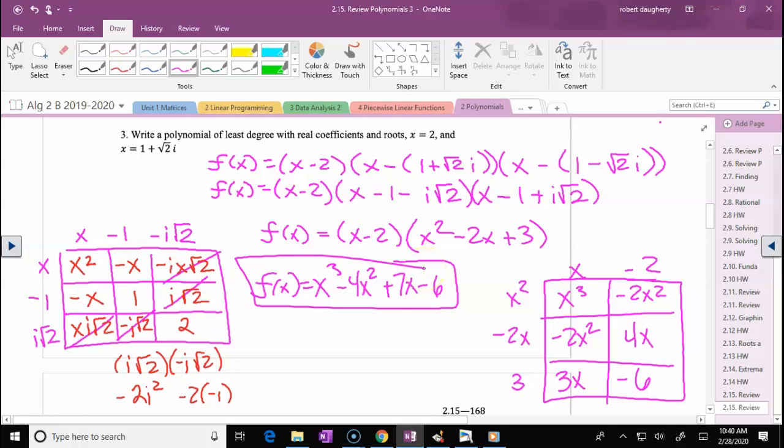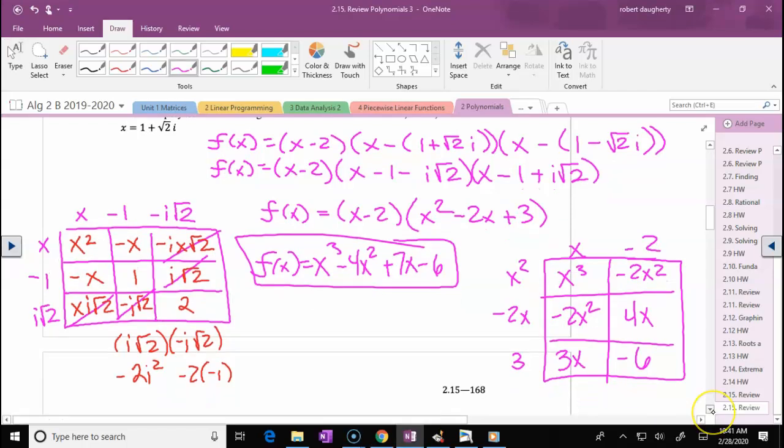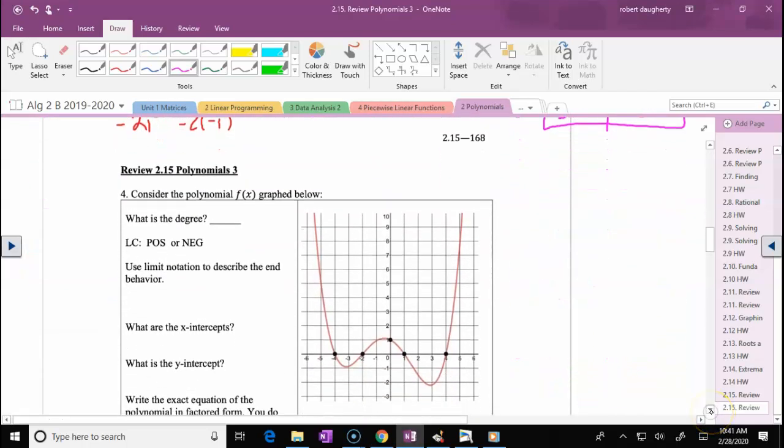Okay, and I can double check that. Let me double check it before I go on. And that answer is correct. I just double checked to make sure I didn't make any arithmetic mistakes.